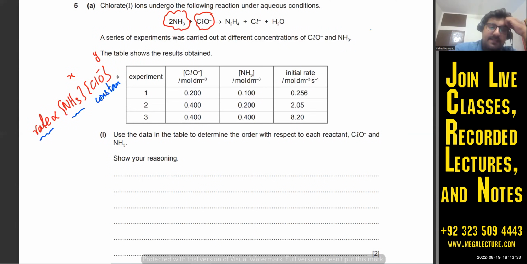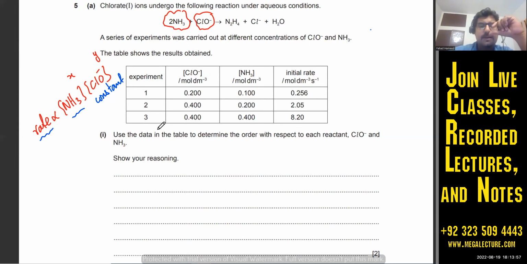Like if I want to investigate whether sunlight is needed for plant growth, I want to keep all the other variables constant. I'll just change the amount of sunlight the plant is getting, and see how the plant growth gets affected. So I have to keep all the other variables constant. Otherwise, it's not going to be a fair comparison. So in this case, I'm going to keep ClO- constant, and see how varying NH3 will affect the rate.